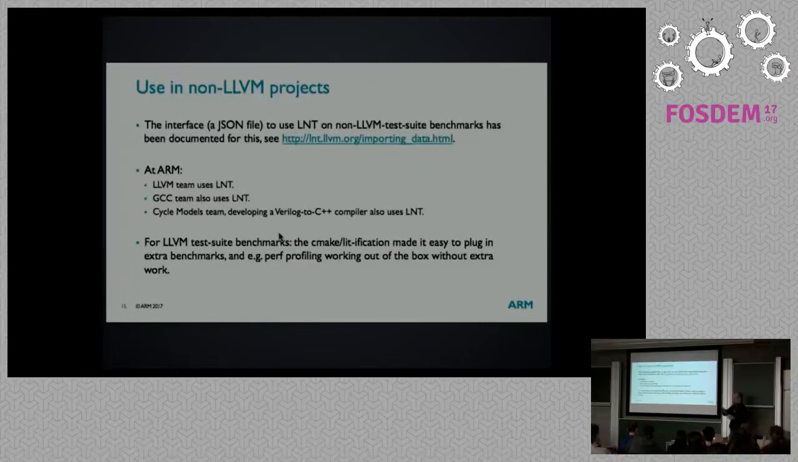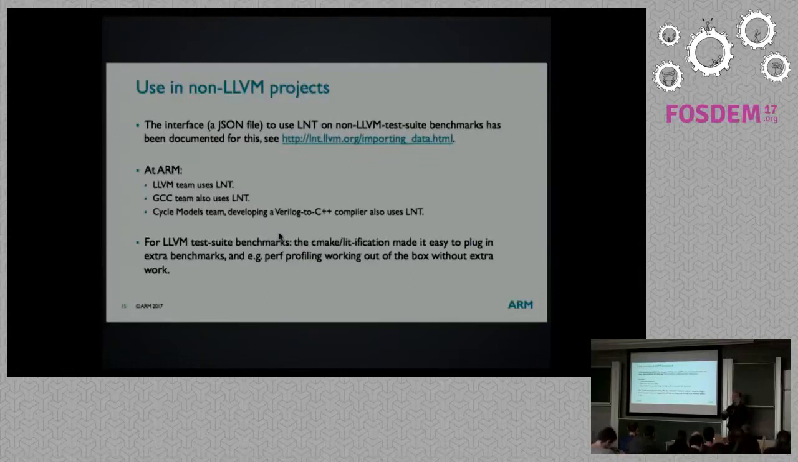What else is there? So the profile view that I've shown means you have to run your program multiple times to make sure that you've got a statistically significant result. One of these runs has to be done under Linux perf to get the perf profile that has to be stored. So what we've done in the test suite is the CMake/litification of the test suite, which means you compile the programs with CMake and then lit is used to run them.